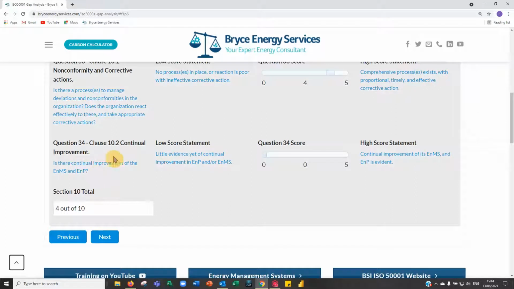And then finally, the big one: is there continual improvement of the energy management system and energy performance? You're looking at both the performance of your business in terms of energy use per widget, or however you define the performance for each significant energy use device, but you're also looking at improvements in the performance of the energy management system itself. Some people are concerned that we can't improve efficiency all the time. I think the short answer to that is yes, you can. You can look at all aspects of your business.